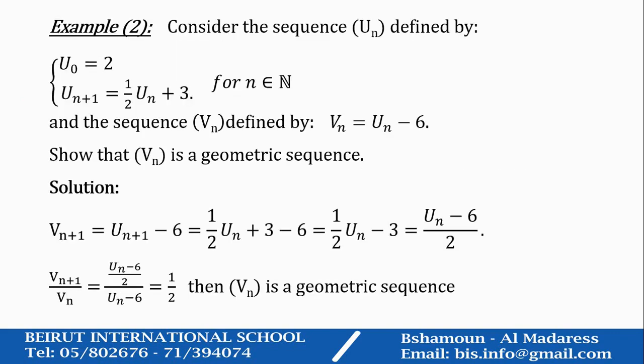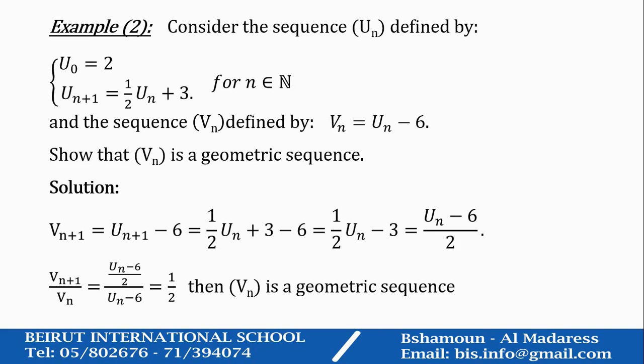Another example is when we are given, for example, U0 is 2 and Un plus 1 is half Un plus 3. And there is a sequence Vn which is Un minus 6. We want to prove Vn is a geometric sequence. To prove Vn is a geometric sequence, we find the ratio Vn plus 1 over Vn. If it is constant, then it is geometric.